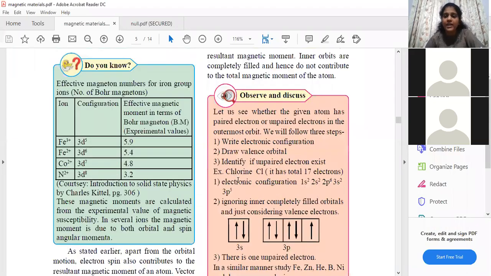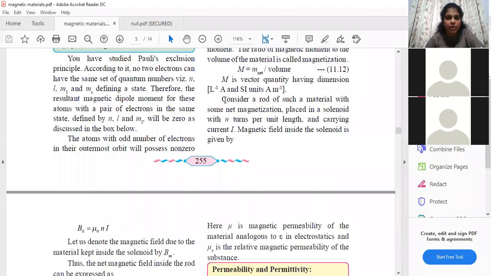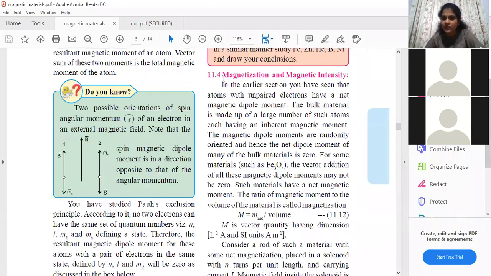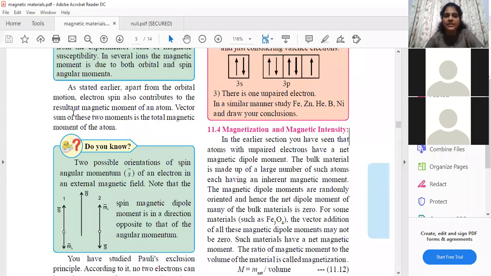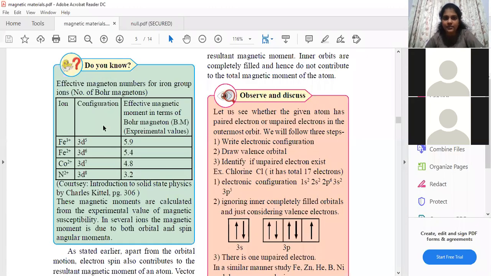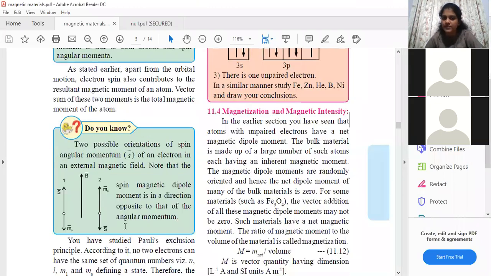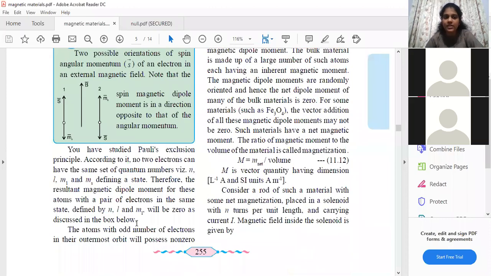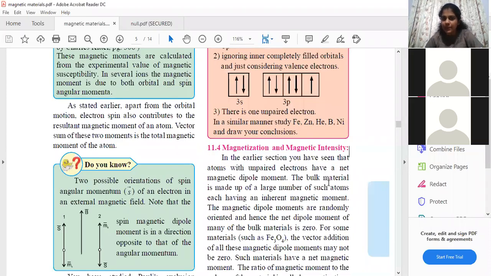Okay, fine. All right. Now, students, I won't be starting the new topic. The new topic is this one, magnetization and magnetic intensity, because it's a very big topic. But here one small part is written, so I'll explain just quickly what is written over here. All right, fine. Look at this example.